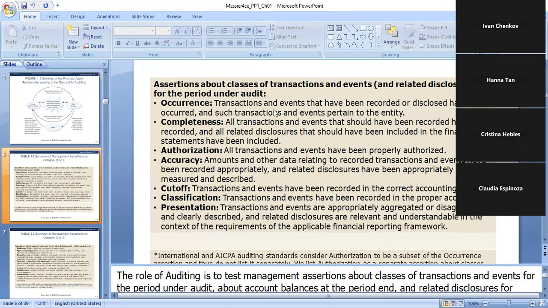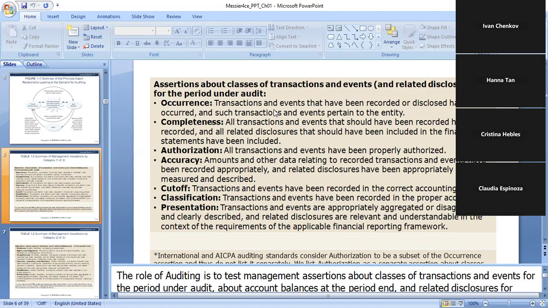Authorization: the event that was supposed to happen, which actually happened and has been recorded, was properly authorized. Accuracy means that the amount and all the information related to that transaction have been recorded appropriately.